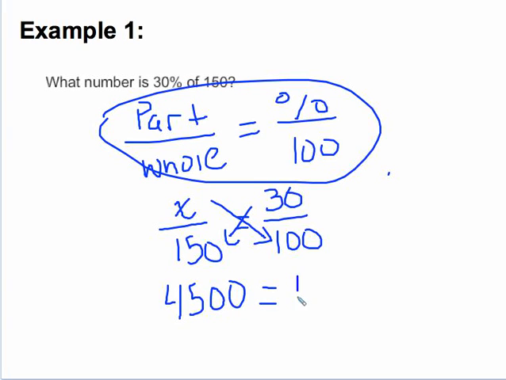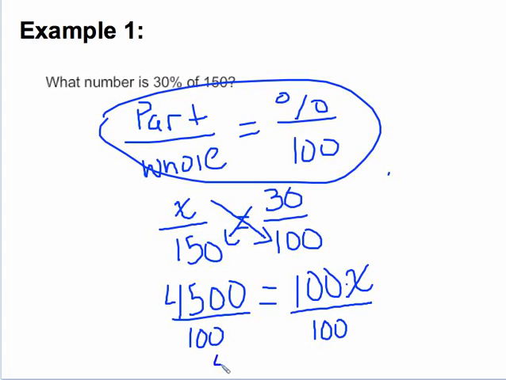100 multiplied by x, that's going to be 100x. I now have a one-step equation that I can solve to get the answer to my problem. To isolate my variable, it's being multiplied by 100, so to undo that, I'm going to divide by 100 on each side. I get that 45 is equal to x. So when I answer the question, what number is 30% of 150? That number is 45.